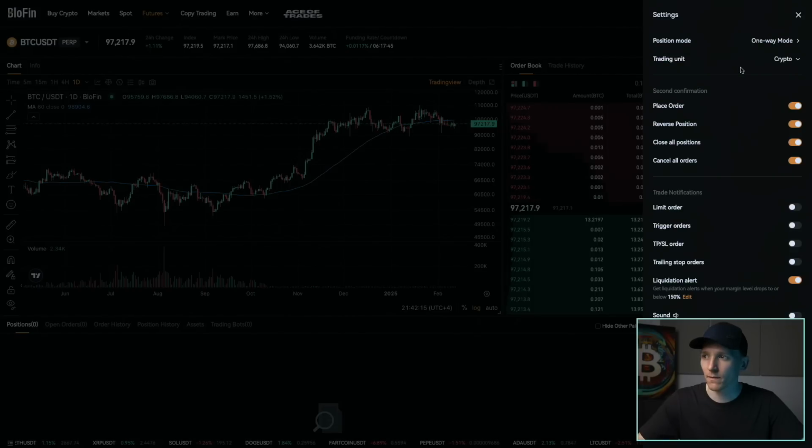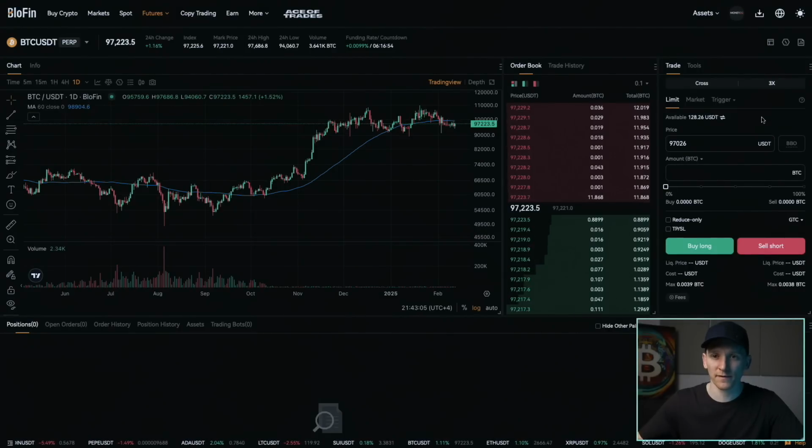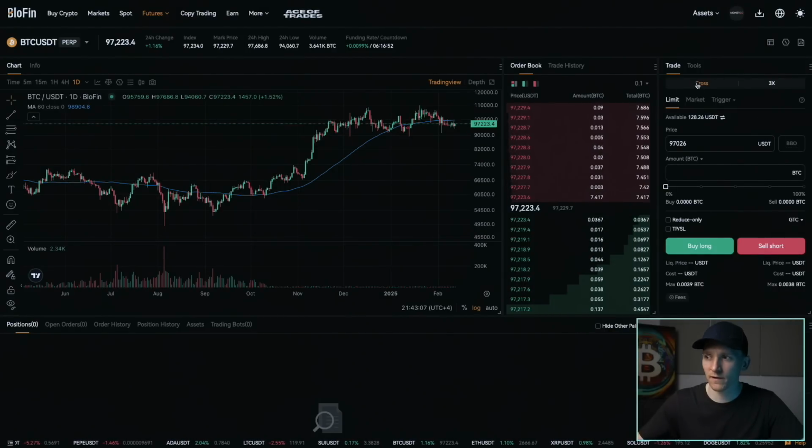And then these other options here in settings, you can figure those out as you want. If you want any alerts or anything, I turn most of them off. The next thing we have to choose is if we want to trade with cross margin or isolated margin. So that's up here where it says cross.